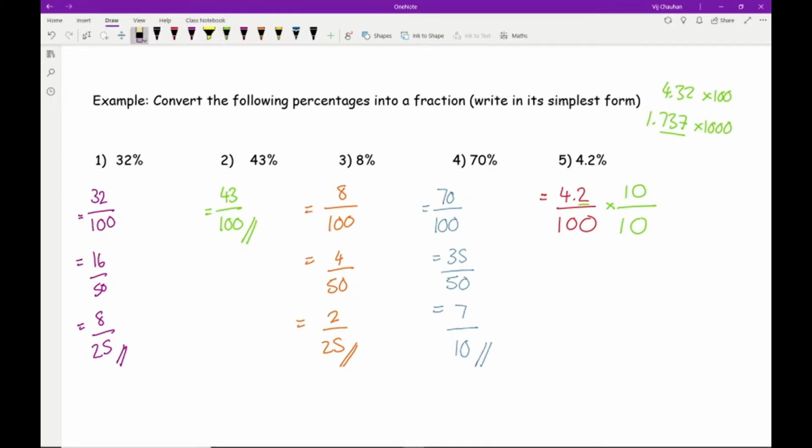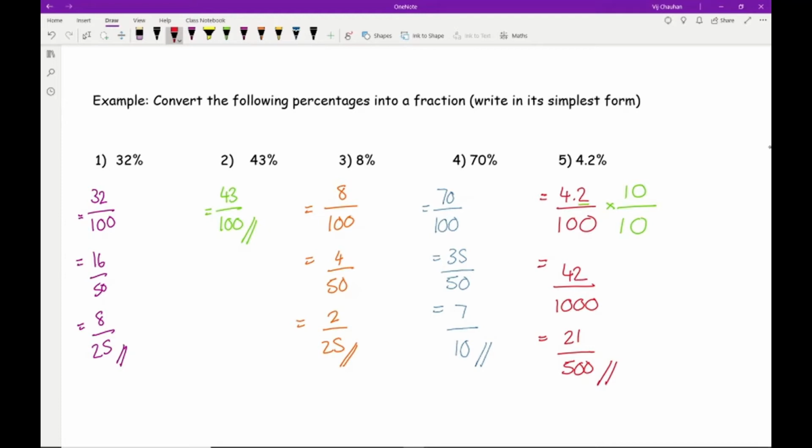So let me just get rid of that in case you return to this video and wonder where on earth that came from. So 4.2 times 10, all I'm going to do is move the decimal point one place, so that becomes 42. And 10 times 100 is 1000. And again, I've not finished because I can simplify this fraction, so I've got 21 over 500, and that doesn't simplify, so there is your final answer.